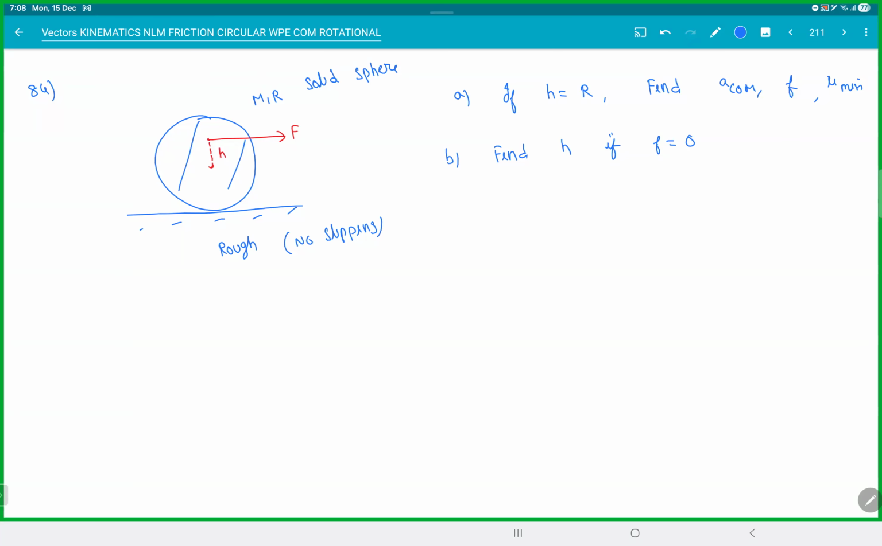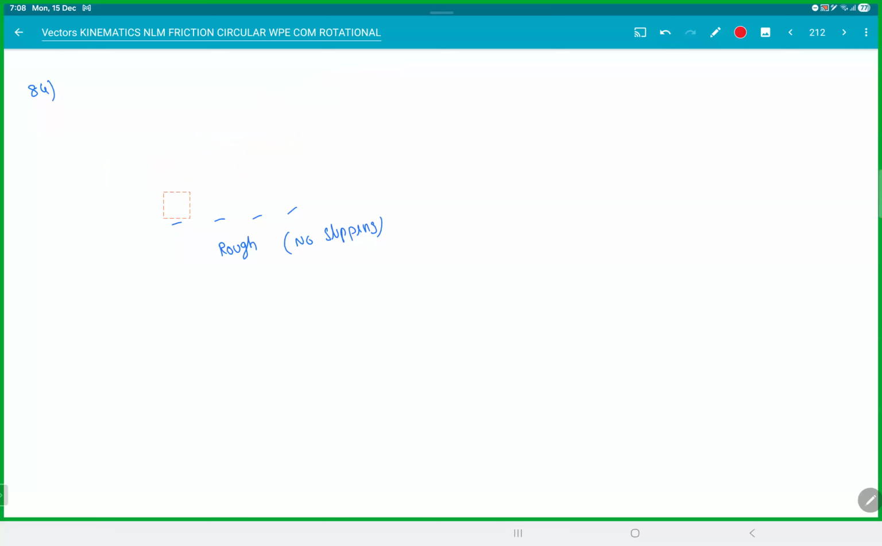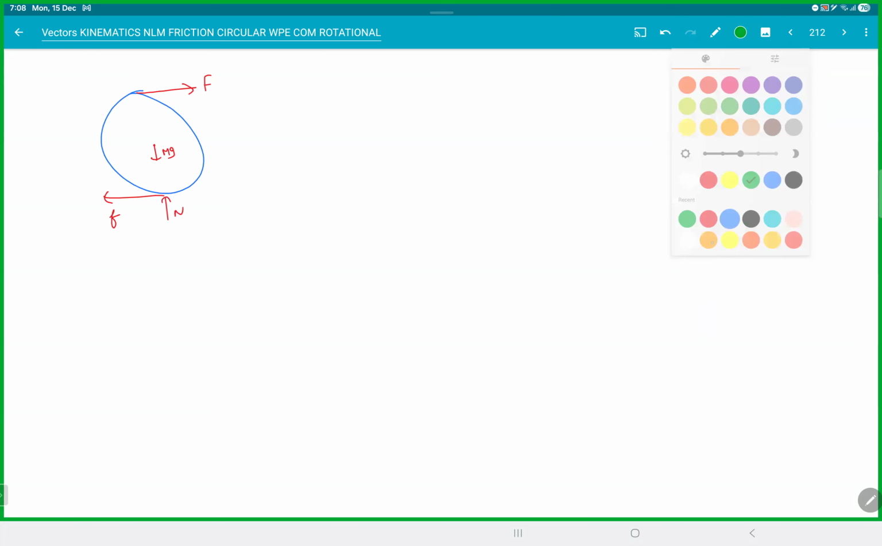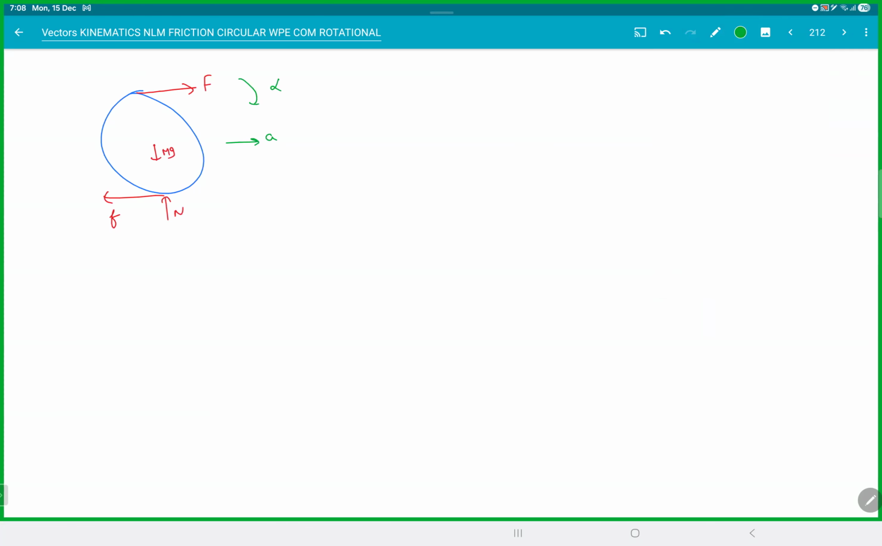Let's see. Draw the free body diagram. So in the first case, you're applying force at the top. Let the friction be backward. Now the thing is that I actually don't know the direction of the friction. You can take anything and it is fine. The sign will take care of it. This is mg and this is the normal reaction. Let the acceleration be a and let this be alpha. And see, if you're on the ground, this point A is a nice one, right? You can take torque about it. Let me ask you something here.